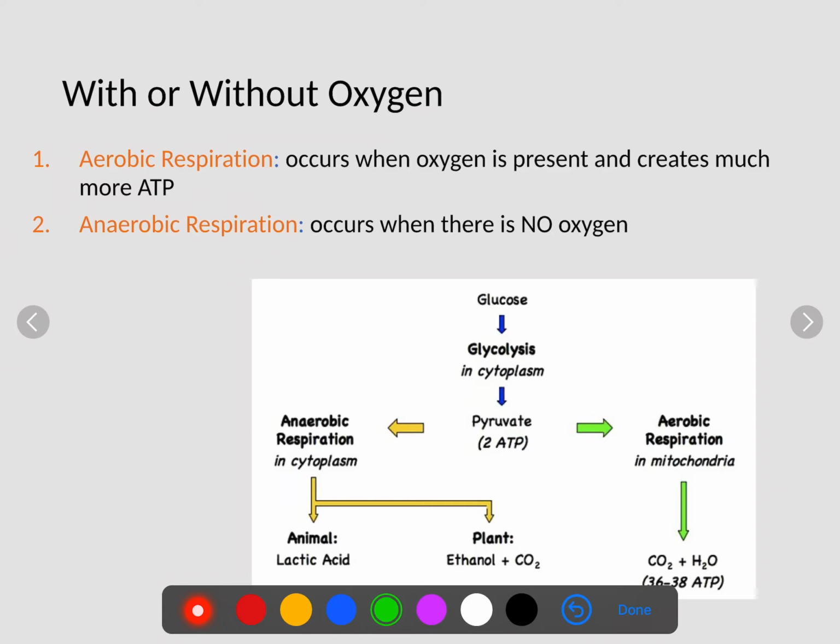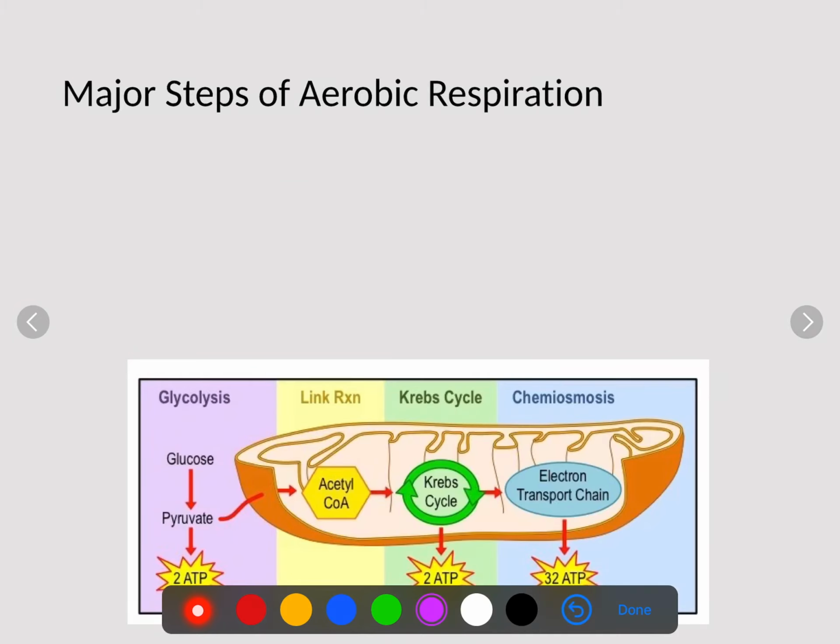So like I said, aerobic respiration occurs when oxygen is present in the body and creates much more ATP. To be specific, it produces 36 ATP from one molecule of glucose. Now, anaerobic respiration occurs when there is no oxygen, and really all that's produced here are 2 ATP, but what we're trying to do is keep glycolysis running, and produce a small amount of ATP so that our body doesn't completely shut down. So let's talk about aerobic respiration first.